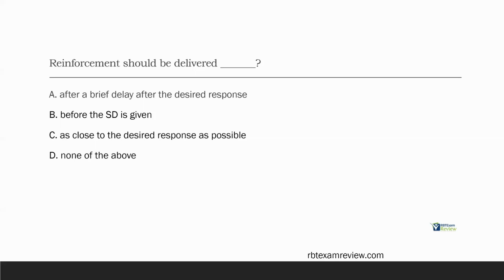That's a very important concept. When you're doing discrete trial teaching and your client engages in the correct response, give them reinforcement as fast as possible. If you're teaching naturally and you observe your client doing well, reinforce them quickly. Reinforcement should be delivered as close to the desired response as possible.